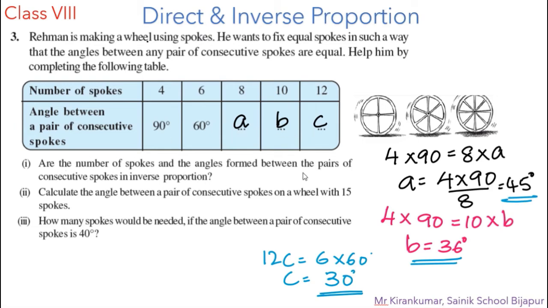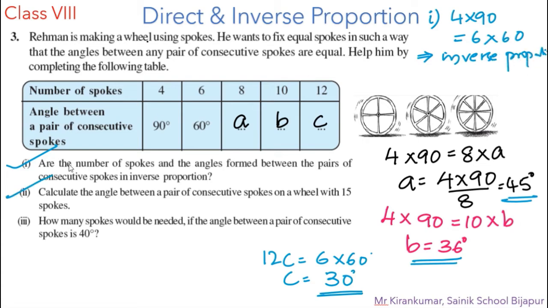Are the spokes forming inverse proportion? Yes, they are forming inverse proportion. How do you answer that? We observe that 4 times 90 is equal to 6 times 60. This implies that they are in inverse proportion. So the first question is answered.